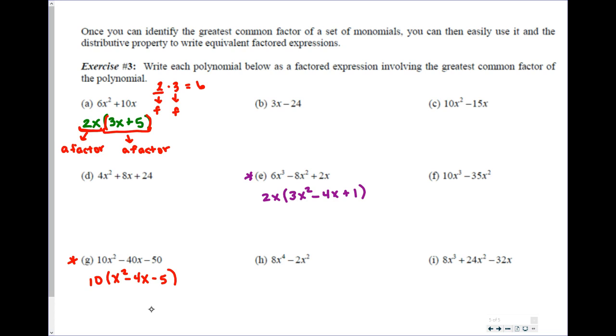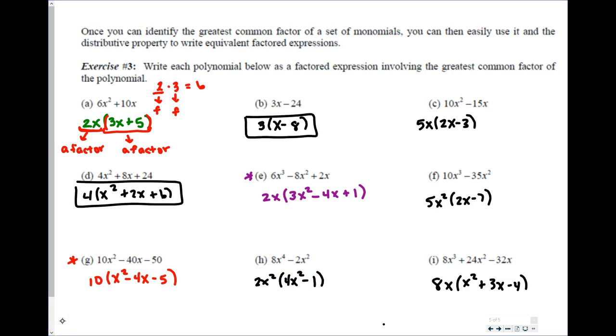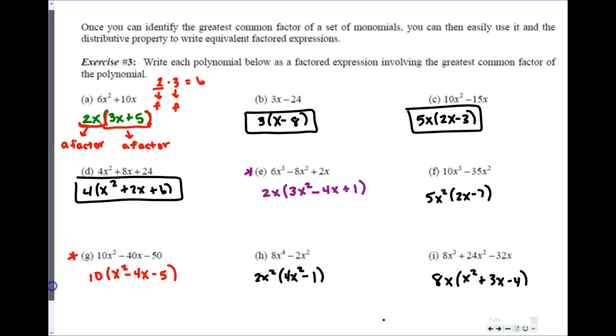Okay, go ahead and pause. Okay, for B, I got 3 times x minus 8. C, 5x times 2x minus 3. D, 4 times x squared plus 2x plus 6. F, 5x squared times 2x minus 7. H, 2x squared times 4x squared minus 1, and finally I, 8x times x squared plus 3x minus 4.